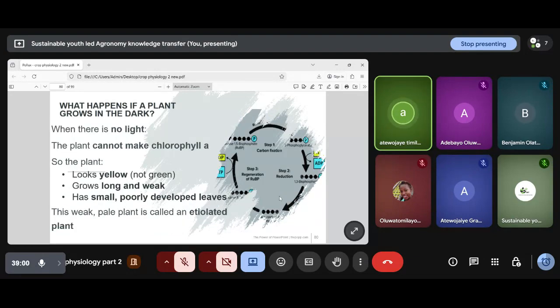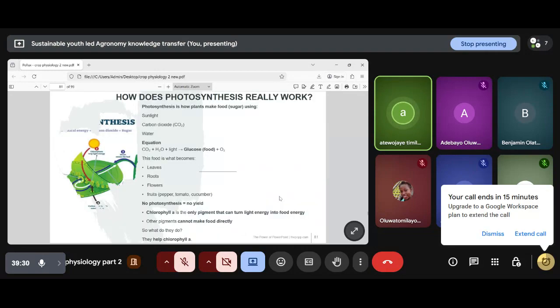So what happens if a plant grows in the dark? When there is no light, a plant cannot make chlorophyll. So it looks a little long. Maybe you nurse your seeds and carry them out, and you do not notice that they have emerged, so you leave them. You see that your plant will etiolate, right? You see them having long necks. They were looking for light. So that is what that means, if a plant grows in the dark. Let's move on. I think I've got less than 15 minutes.